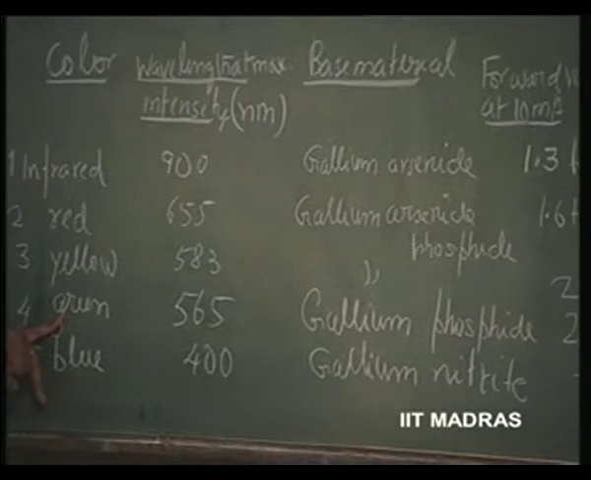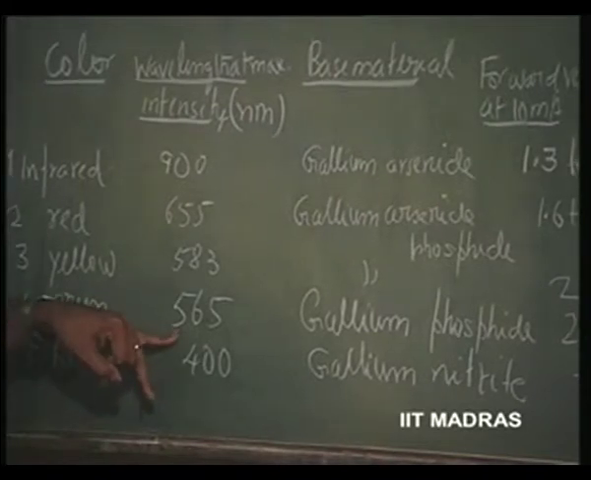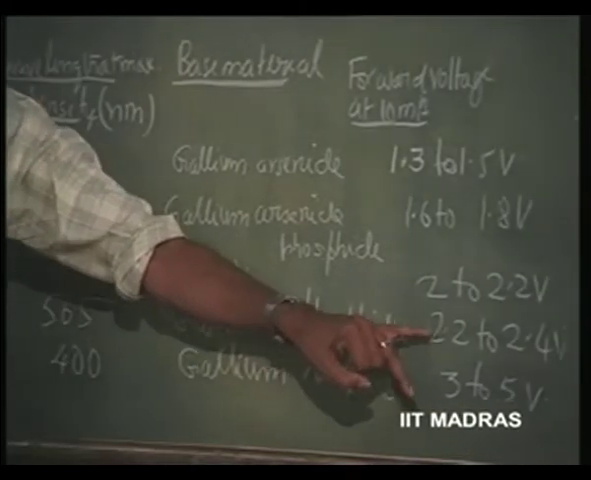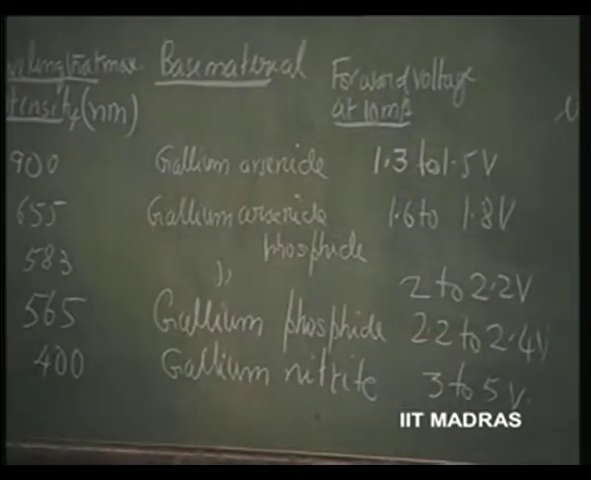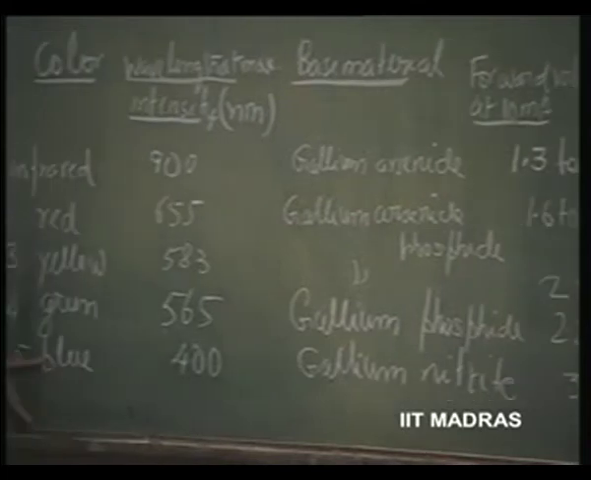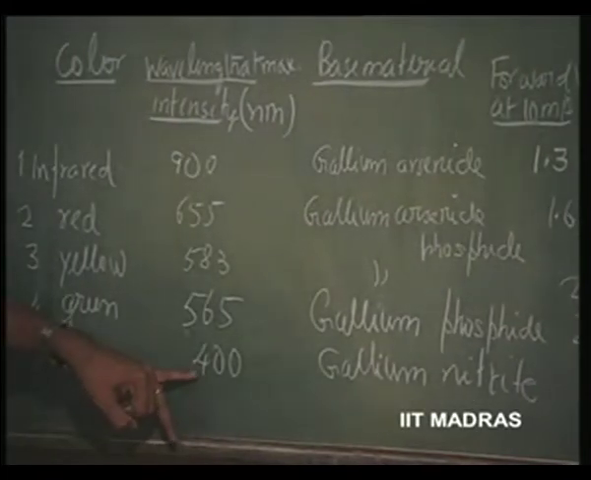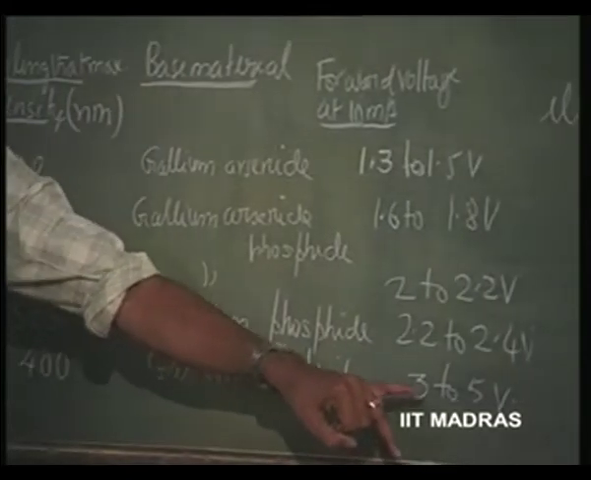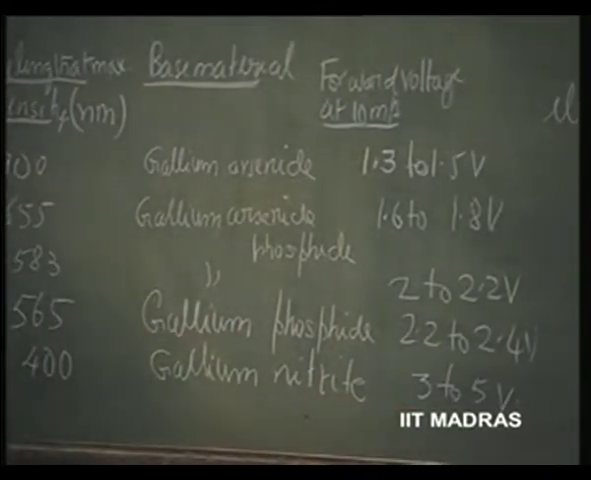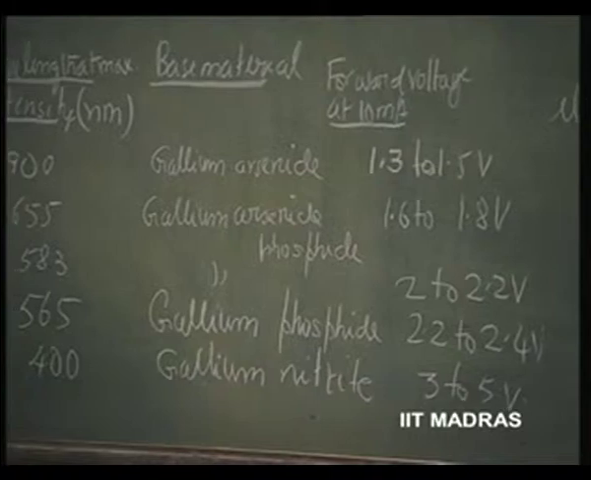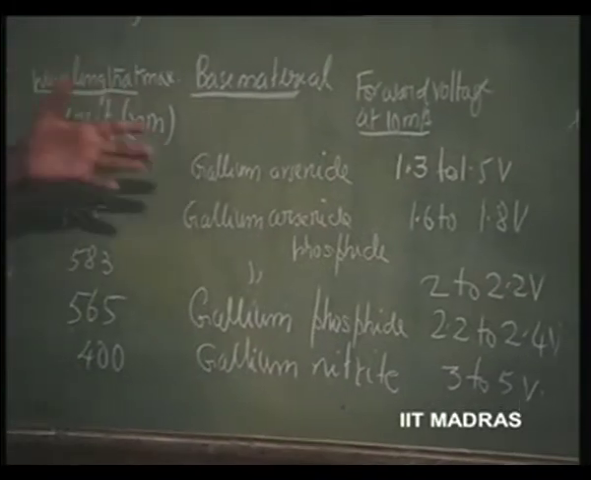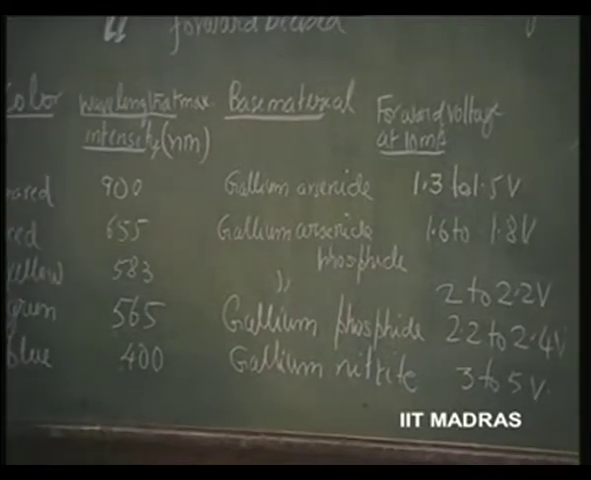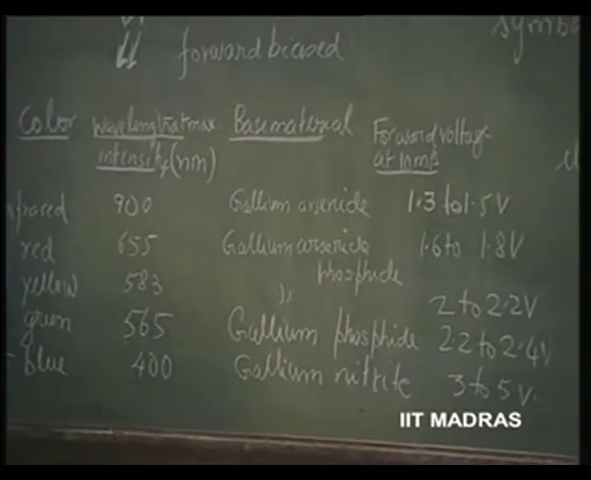Green color, 565 nanometers, gallium phosphide now, 2.2 to 2.4 volts forward voltage. Blue color, 400 nanometers wavelength, gallium nitride is the material, and 3 to 5 volts is the forward voltage. So, you should know these typical values for different colors, so as to design a circuit to bias this so as to emit light.